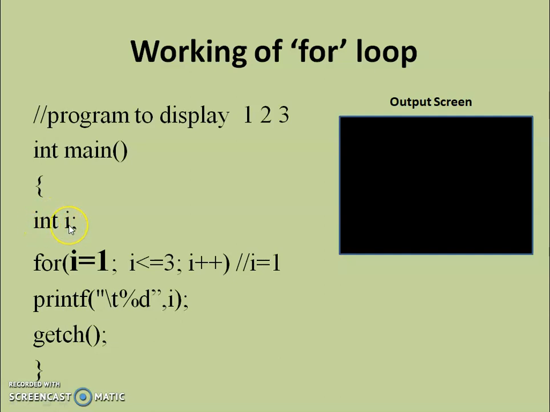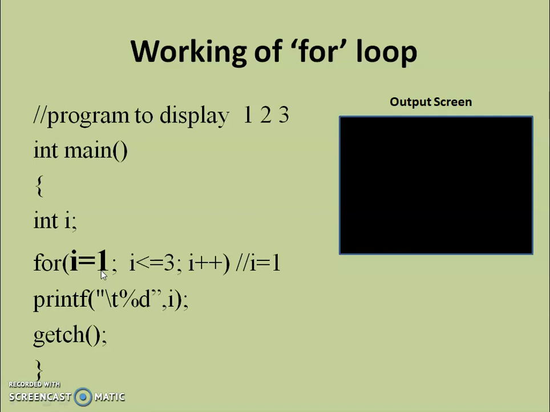We have taken a variable i, and within the for loop there are three parameters. The first one is initialization of the loop variable. The second one is the testing condition, and the third one is the increment or decrement section. So as we have to display 1, 2, 3, we are starting with i equal to 1.